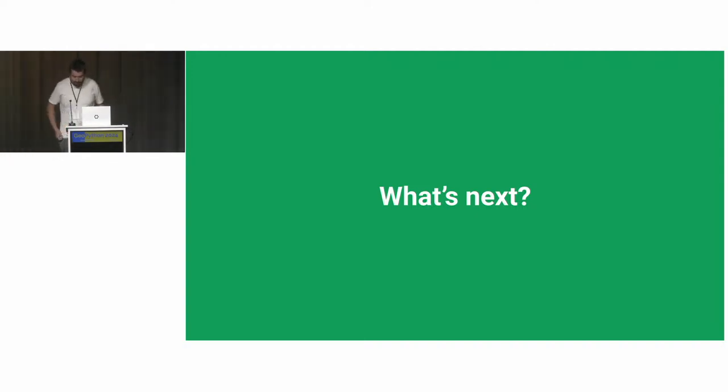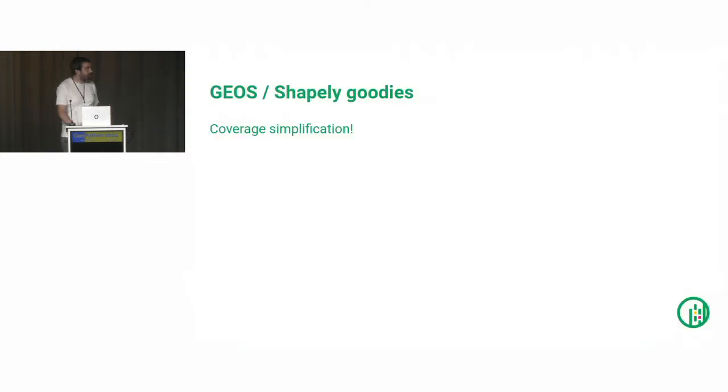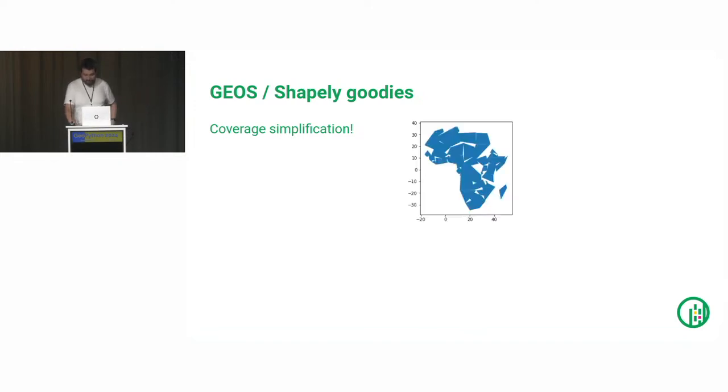Let me spend the final slides of the talk talking about what's coming after 1.0. 1.0 is strictly speaking not released yet, but we can still look a bit beyond that. Obviously, we want to keep up with GEOS and Shapely. Right now we have parity, and we want to make sure that this remains the same. We're also going to spend some time exposing stuff from GEOS into Shapely so we can then consume it within GeoPandas. And one of the big things that's coming in Shapely 2.1 and hence GeoPandas 1.1, hopefully, is coverage simplification.